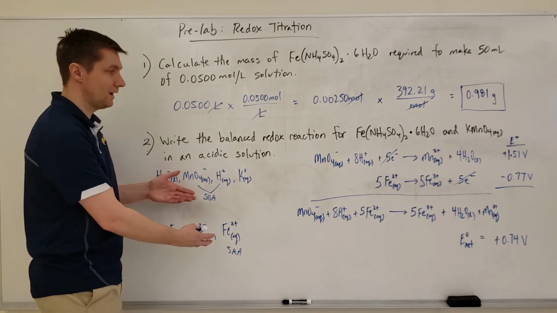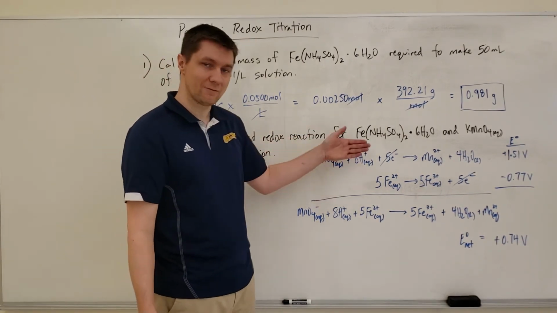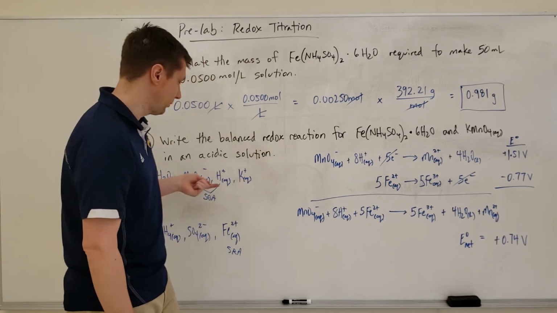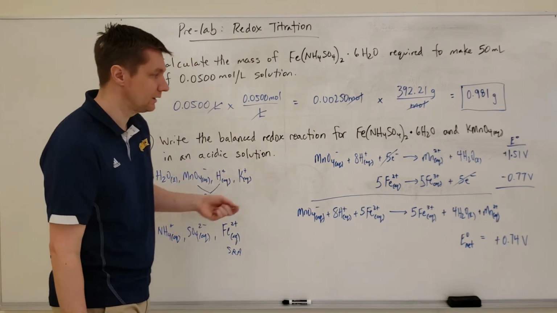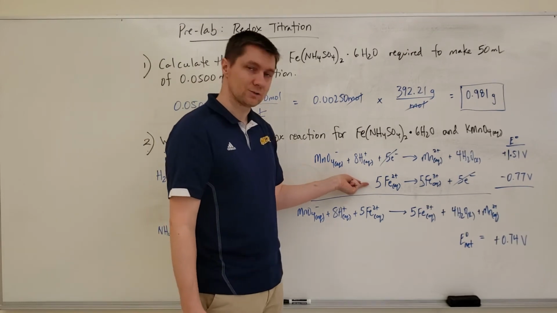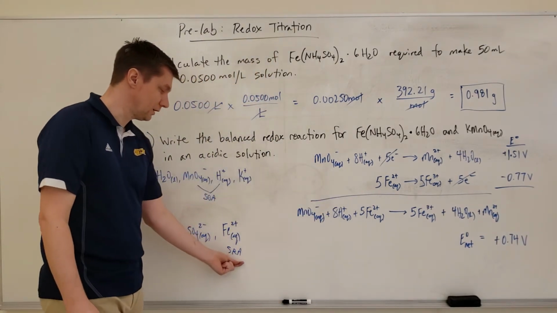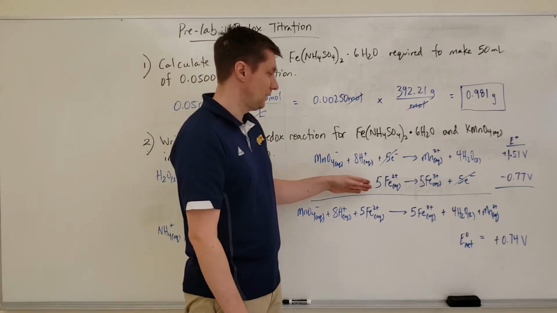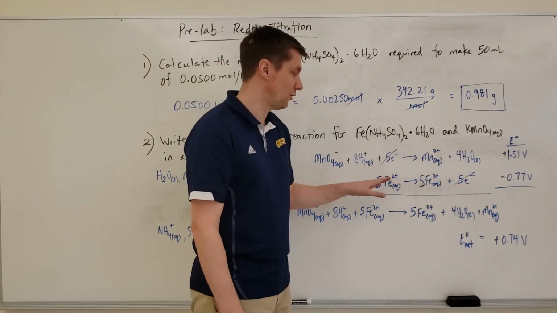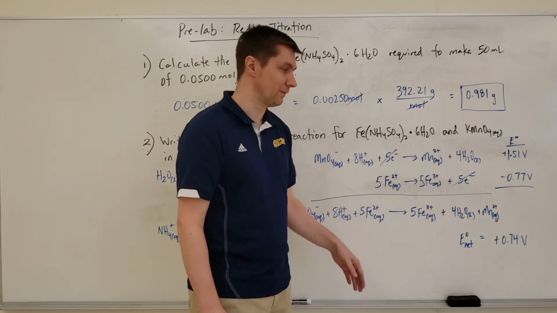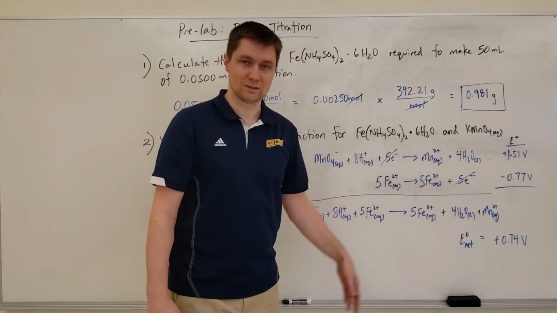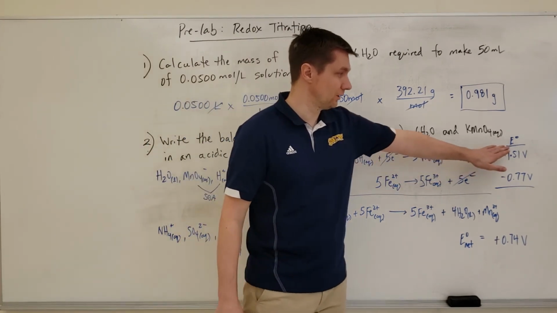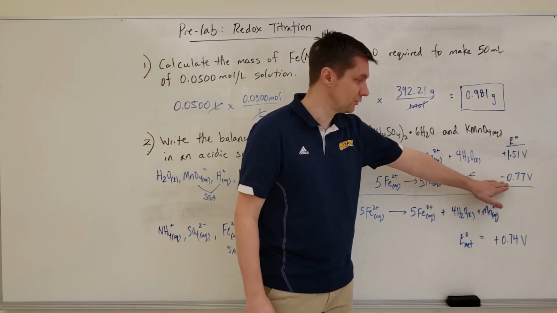So once I've done that, I come over here and write my corresponding half reactions for those. This is my reduction half reaction for the permanganate and hydrogen ions. This is my oxidation half reaction for my Fe2+ ion, that's my reducing agent. And then you'll notice that I balanced the electrons out, multiplied this whole reaction by 5 so that I could cancel out my electrons.